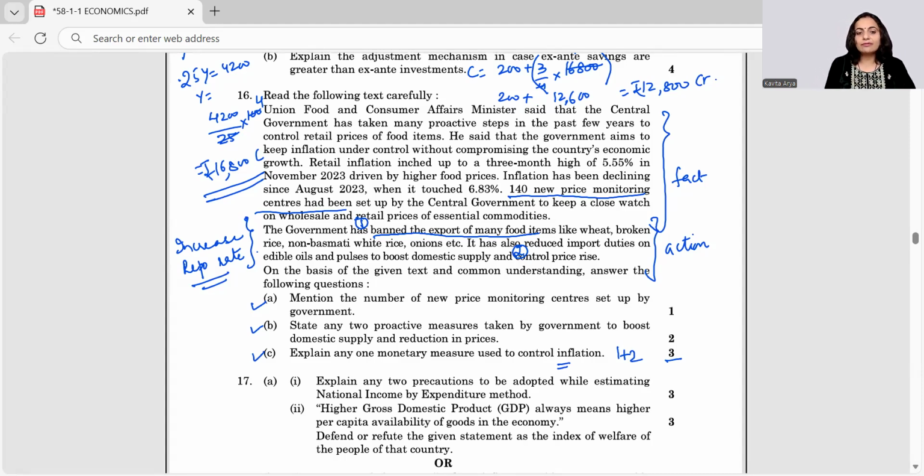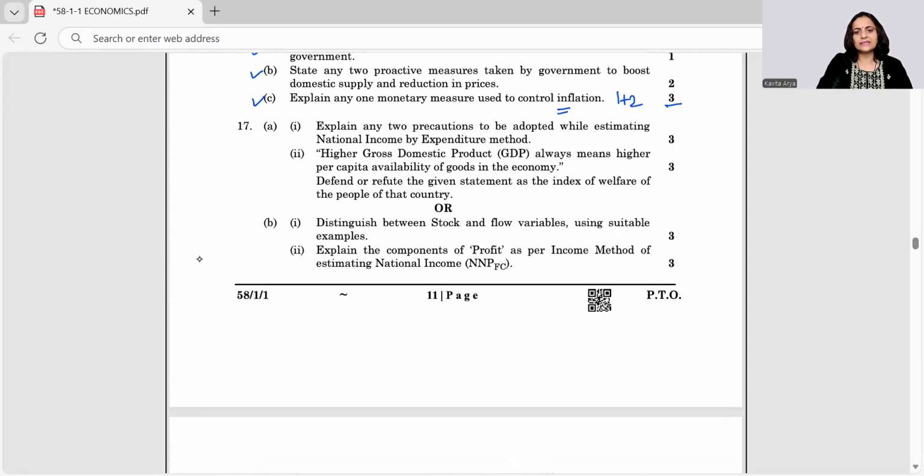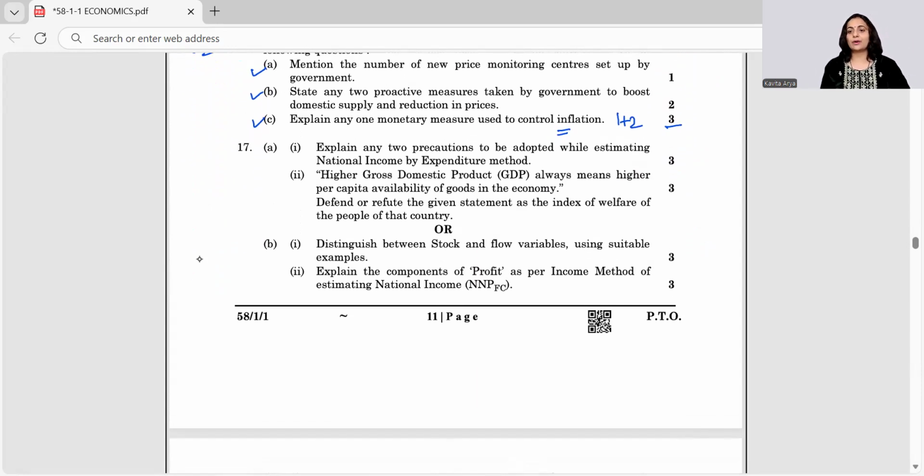So this way you have to clearly give in the first line, start from another paragraph and do underline these keywords because this will straight away give you the marks without any confusion to the examiner. Next, and the last question of the macro, explain any two precautions to be adopted while estimating national income by expenditure method. Very simple. We never go for second-hand good.